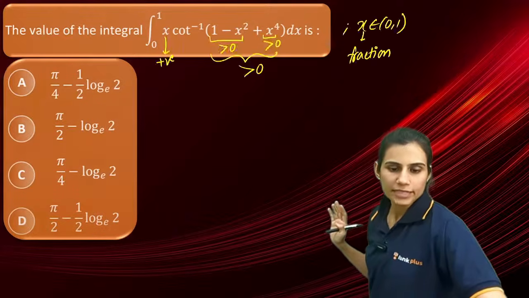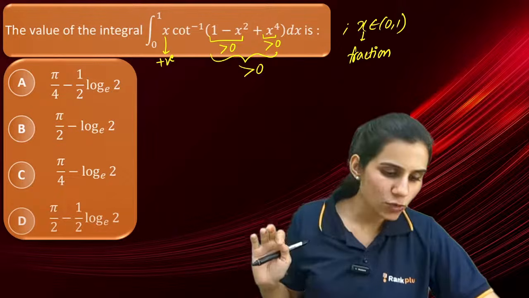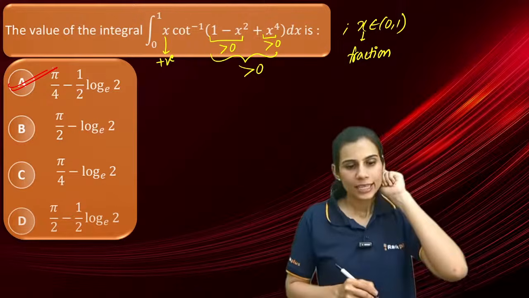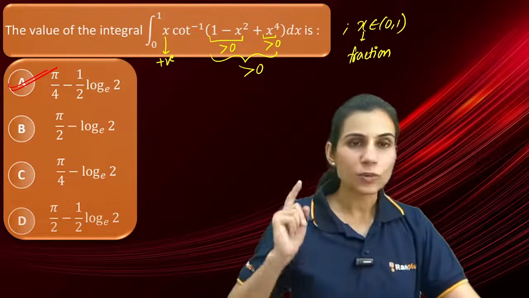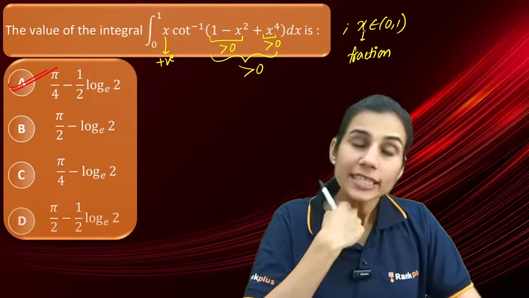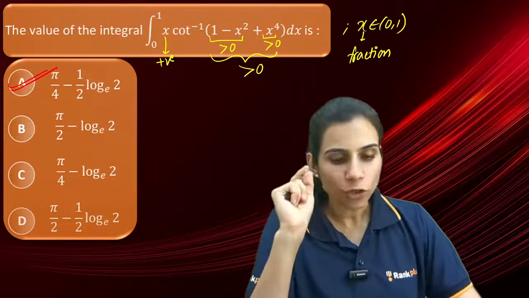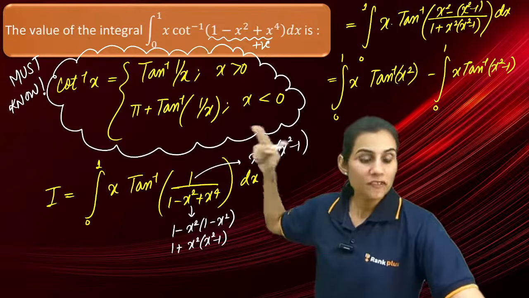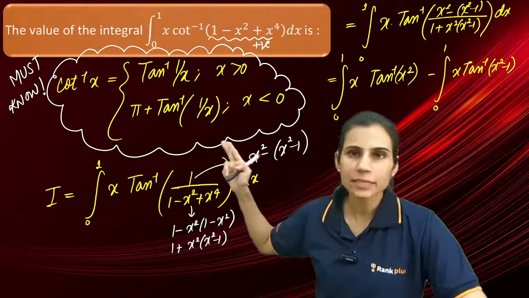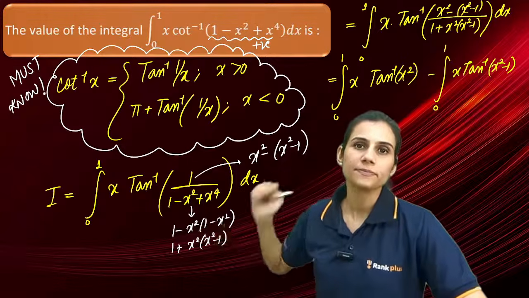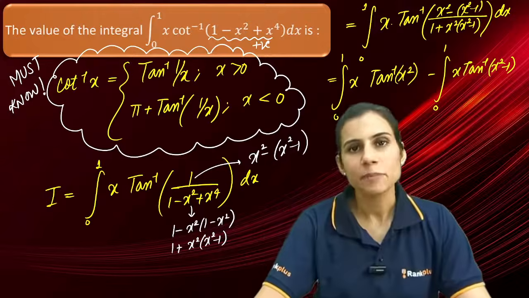Let's check if it is there in the options. Pi/4 minus 1 by 2 log 2. Absolutely correct. Everyone tell me right now, is this question bang on crystal clear? Yes or no? This question itself again tried to give us a hint of cot inverse of something positive, which should remind you of this result. Very powerful result, something which is underestimated by students a lot.